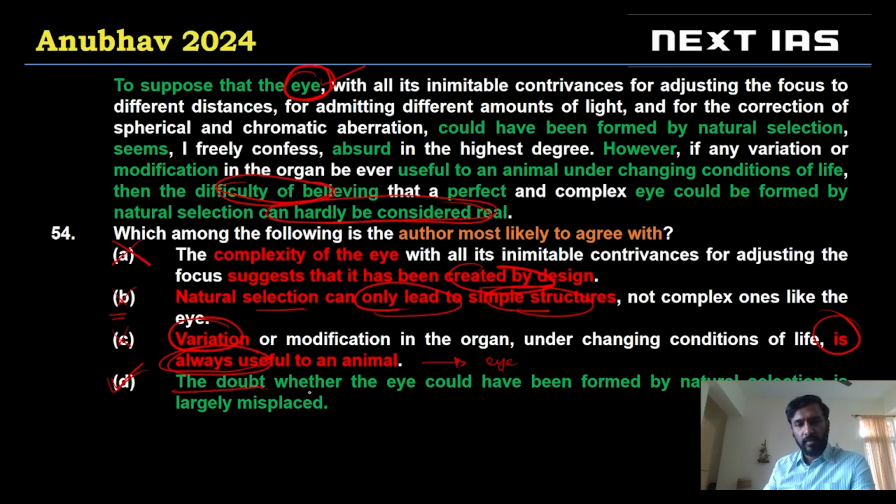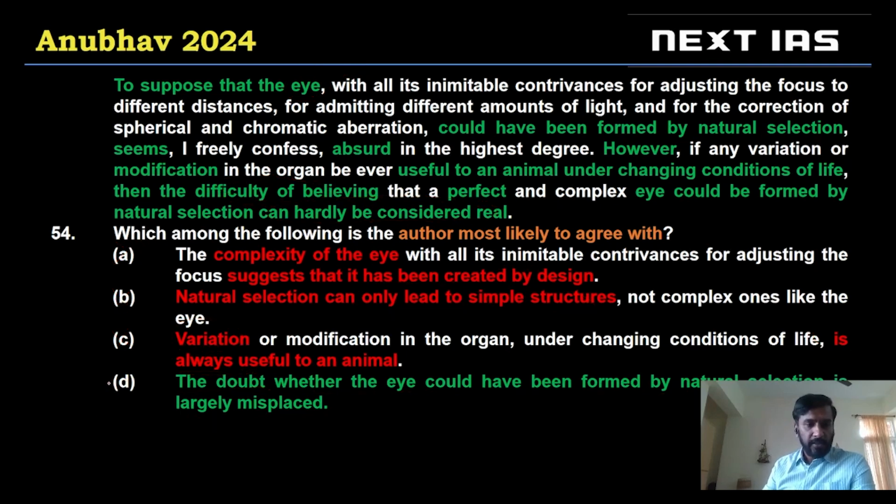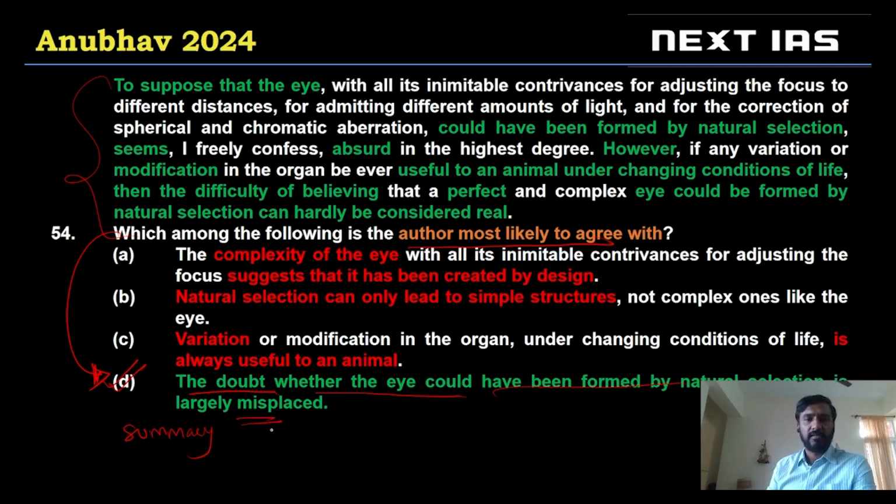The doubt whether the eye could have been formed by natural selection is largely misplaced. So option D is what the author will most likely agree with. Option D can also be considered as a summary of the passage. Of course, all the information is not there, but it explains the passage. The doubt that whether the eye could have been formed by natural selection is largely misplaced.